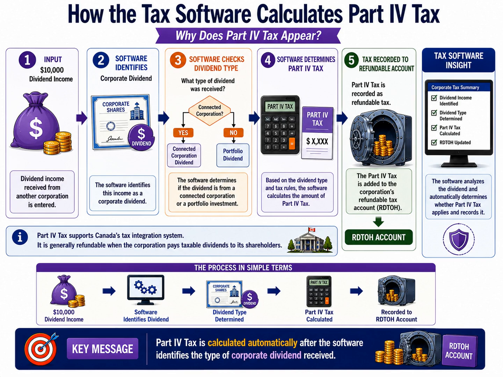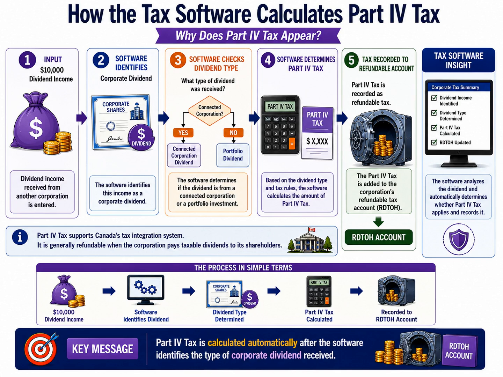This means that the tax becomes part of the corporation's refundable tax balance and may later be recovered when the corporation pays taxable dividends to its own shareholders. So, although Part 4 tax is initially paid, it is generally not intended to be a permanent tax. It becomes part of the refundable tax system that we've already studied.